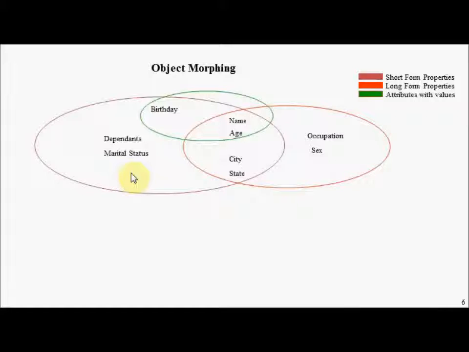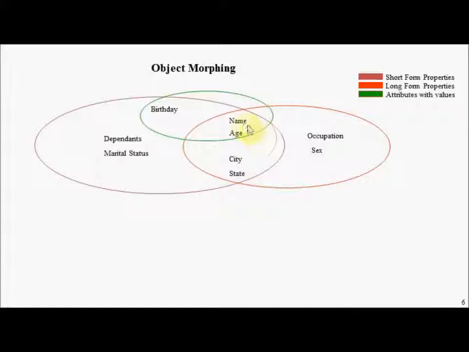Let's take a look at the TCSQL feature called object morphing. We're going to use the following example, one of filling out your income tax. When filling out your income tax, you have a choice. You can either use the short form or long form here. And we've indicated that in this Venn diagram here.